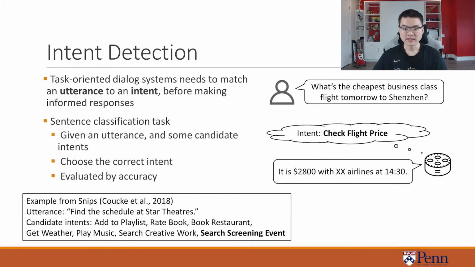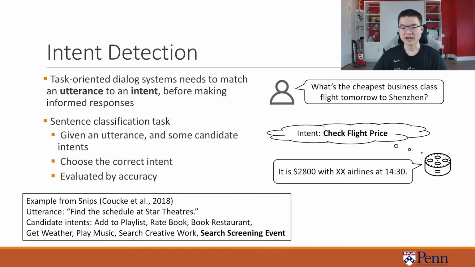So what is intent detection? Intent detection is one of the first natural language understanding steps that a task-oriented dialogue system needs to perform before it's able to have a meaningful conversation with the user. Intent detection formally matches an utterance to an intent. You can see an example on the right-hand side.